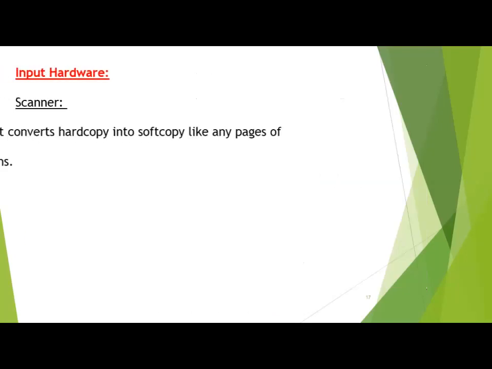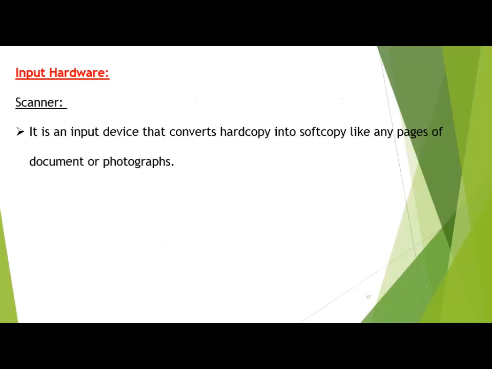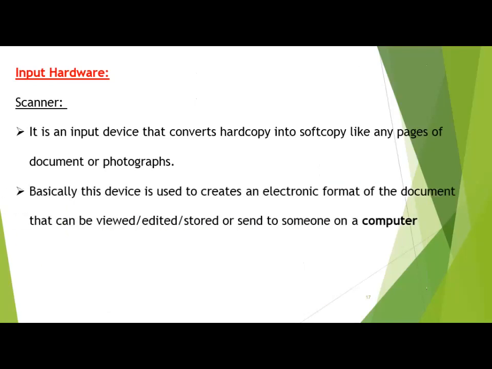Scanner. It is an input device that converts hard copy into soft copy, like any pages of a document or photograph. This is the device which is used to convert hard output into soft output. So soft output can be edited and sent to someone somewhere. Basically, this device is used to create an electronic format of the document that can be viewed, edited, stored, or sent to someone on a computer using email or WhatsApp.